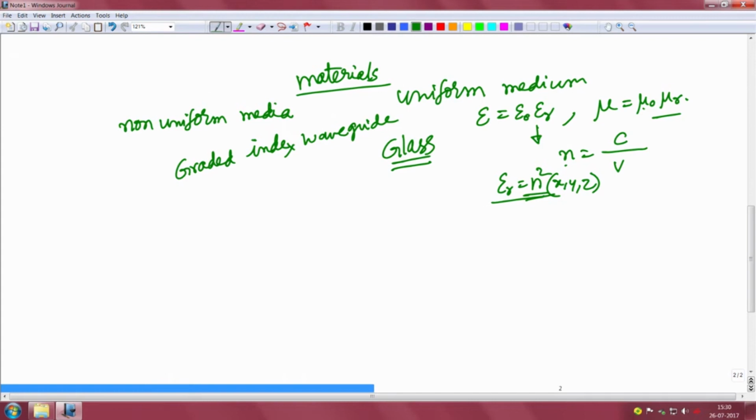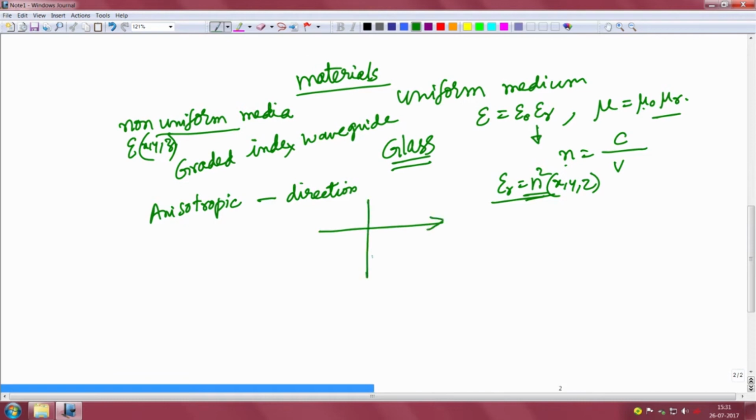So, let us distinguish media which is non-uniform. Non-uniform media has epsilon varying with x, y, z; the refractive index or the dielectric constant varies with x, y, z. Also, we have media which are called anisotropic, which means the properties of the medium depend on the direction in the crystal. So, in one particular direction you have one refractive index, and in the other direction you have another refractive index. Typically in bulk crystals you call them the ordinary refractive index and the extraordinary refractive index.